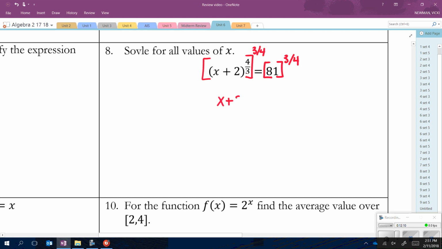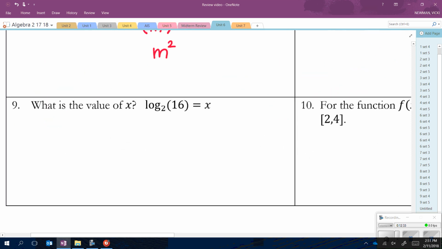So x plus 2 to the first is just x plus 2. 81 to the 3/4. That's really the 4th root of 81 cubed. The 4th root of 81 is 3. Cubed is 27. Subtract 2. x is 25. You can always check those.